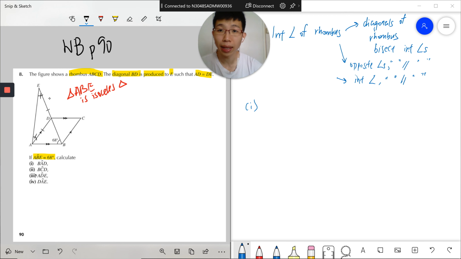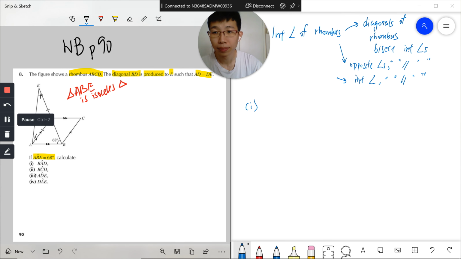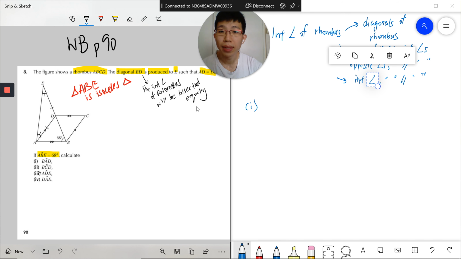Let me write down the diagonal properties related to this statement. I wrote down that the interior angles of a rhombus are bisected equally by the diagonals. We have written down all the information we need, and now we can proceed to the question. They say that angle ABE, this angle over here, is equal to 68 degrees.